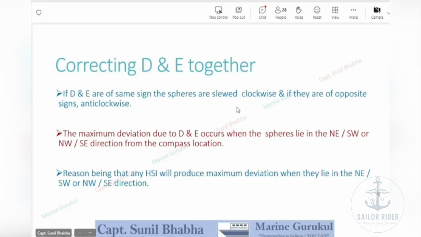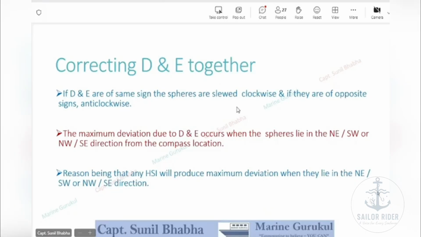Now, how do we decide whether the spheres are to be turned or slewed in the clockwise direction or the anti-clockwise direction? Practically on board, it is very simple. Once you have placed the spheres in the Athwartship direction, they should be slewed towards the direction of the structure which is at a 45-degree angle to the fore and aft line. So in whichever orientation the 45-degree soft iron structure is present, the sphere should be slewed towards that structure.